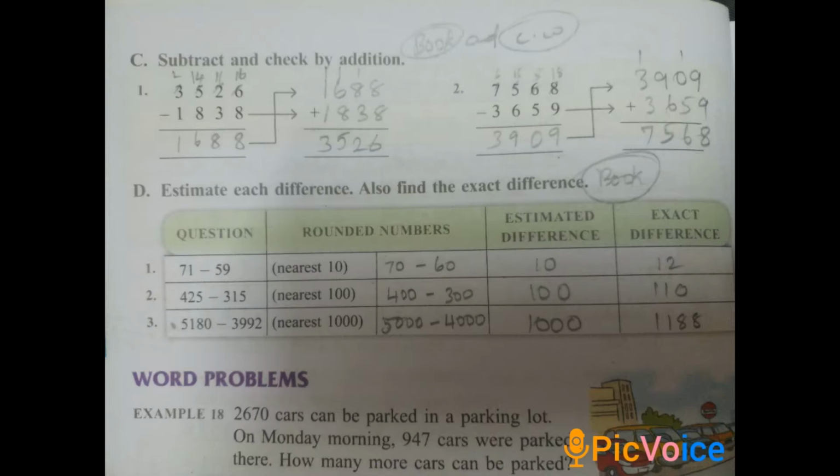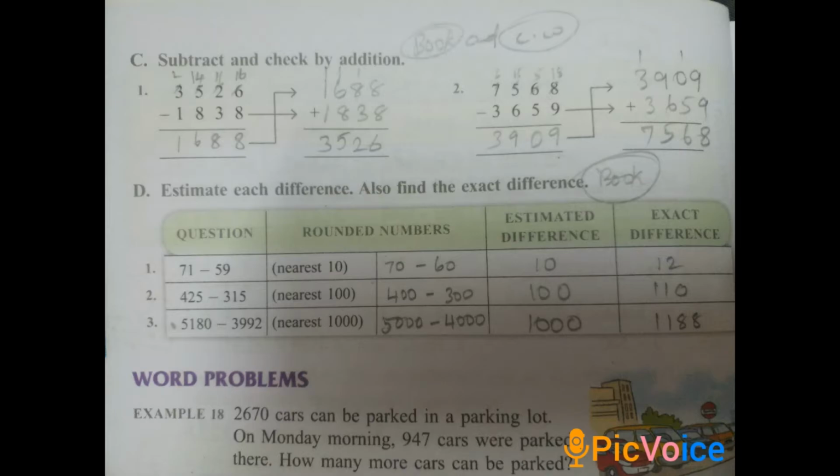Next D is estimate each difference. So we know the estimation of numbers around 10, 100 and 1000. Do the estimation first. 71 has become 70. 59 has become 60. Then do the subtraction. So estimated difference is 70 minus 60 is 10. Actual exact difference: 71 minus 59, when we do the subtraction, we get the answer 12. Similarly, you can do the second and the third sum.